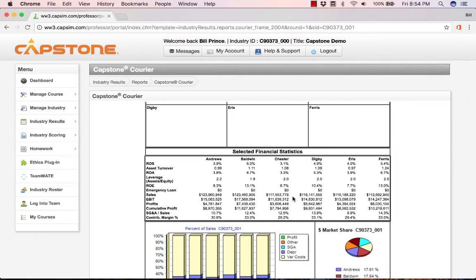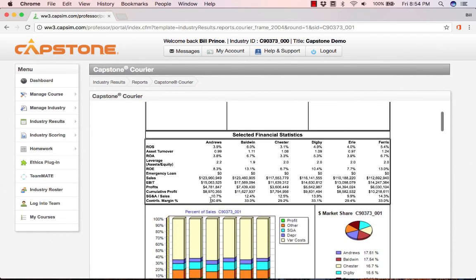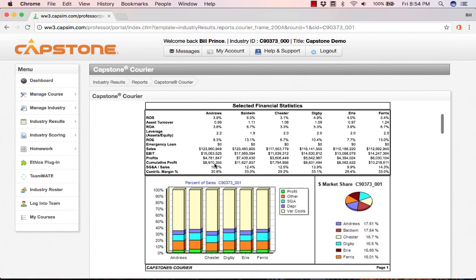It looks like, am I leading this? Yeah, I'm actually leading in sales this time. Now that's tougher to maintain. Good contribution margin. My asset turnover ratio looks good, which means for every dollar in assets that I have, I'm making $1 in revenue. My return on assets is pretty good. So that looks pretty good.